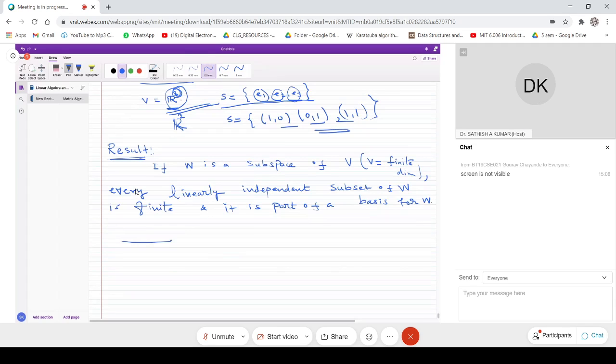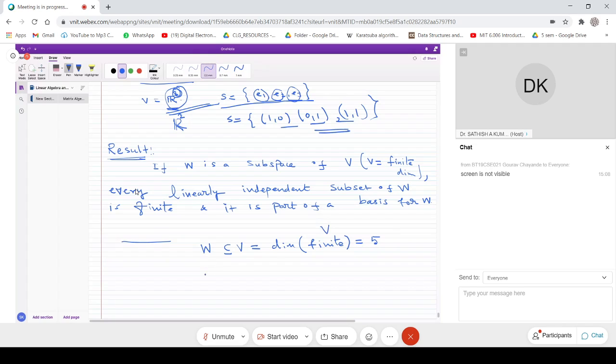See, W is a proper subspace. Just will give an overview of this. W is a subspace of a vector space V, but V is having a finite dimension. Let us give some finite dimension. Let us assume that it has a dimension 5, dimension of V equal to 5.